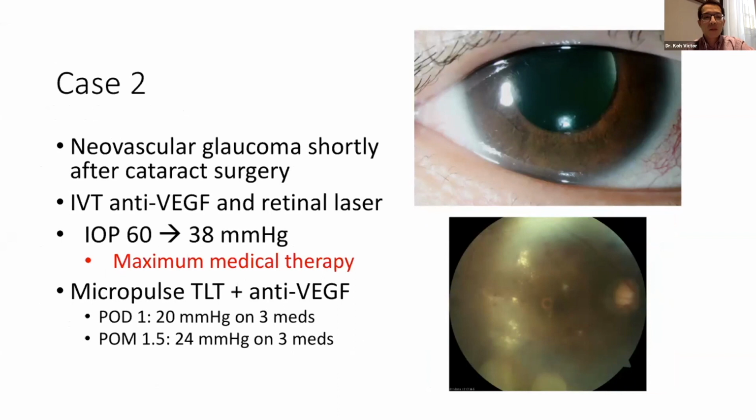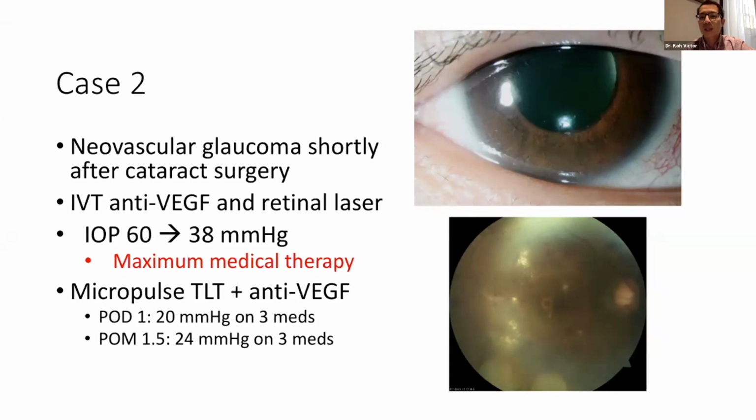And I did a combined MicroPulse laser to try to keep the pressure lower than 38 prior to definitive IOP control. I've given him an injection of anti-VEGF on the table as well. On day 1, the pressure had dropped to 20 millimeters mercury on 3 meds, and subsequently 24 millimeters mercury on 3 meds. Even though the pressure is starting to creep up, at least the inflammation is settling down.